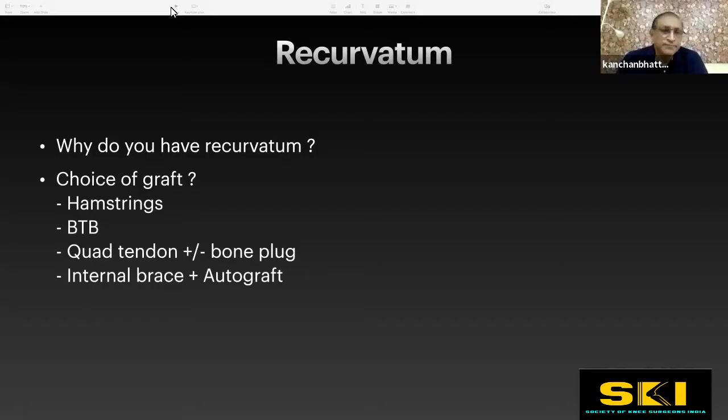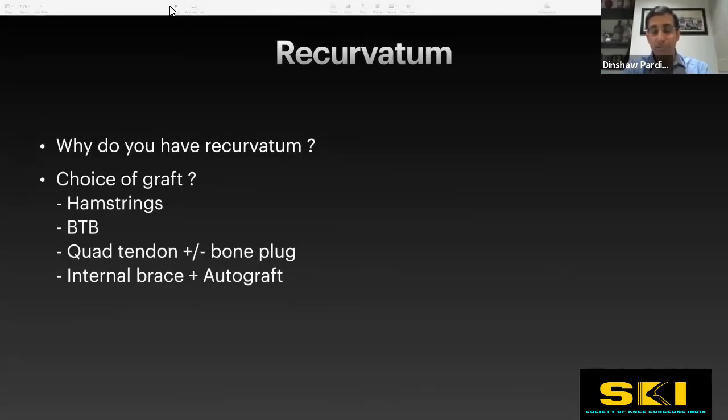Kanchan? BTB. Dinshaw? Hamstrings with internal brace, primarily because he's now 11 years post his injury. With a recurvatum, he's going to have some extensor tendinitis, some problems with his extensor apparatus for sure. So that's why I wouldn't touch the BTB.